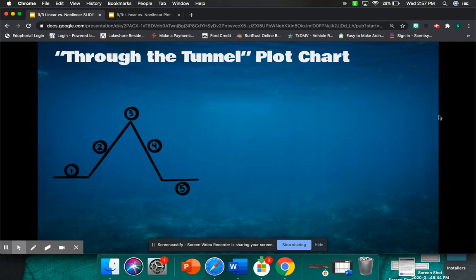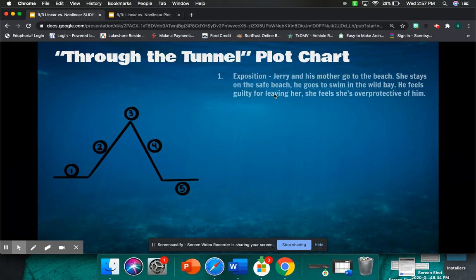So let's look at the plot chart of Through the Tunnel. Now pay special attention to what's put in the plot chart because remember, you are going to have a test Friday, and one of the questions on your test is going to talk about being able to summarize. So we're going to want to figure out main points, okay?